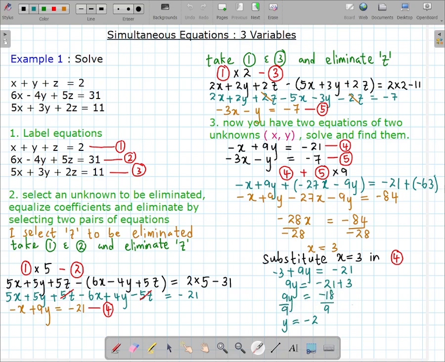Then divide both sides by 9. So 9 gets cancelled. y equals 18 divided by 9, that is 2. Minus divided by plus, that is minus. So y equals minus 2. x equals 3. Then we have to find z.